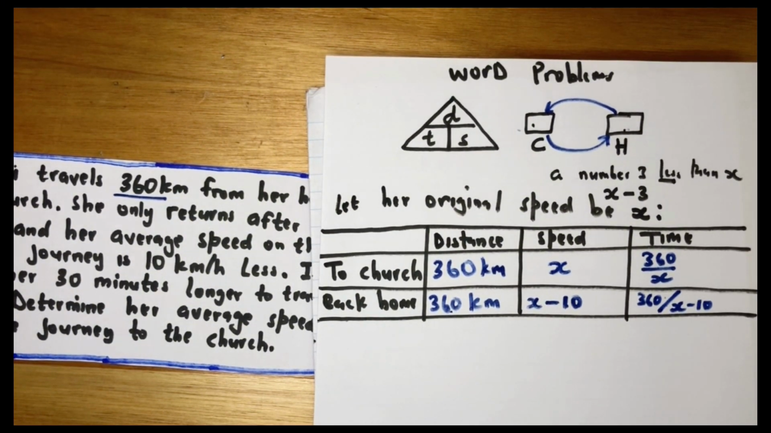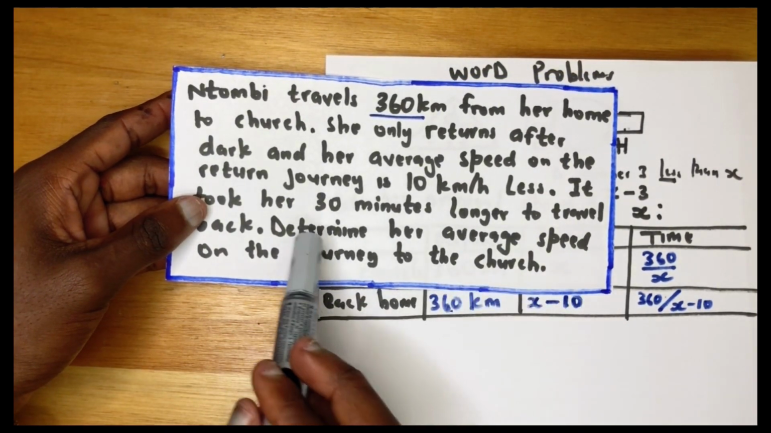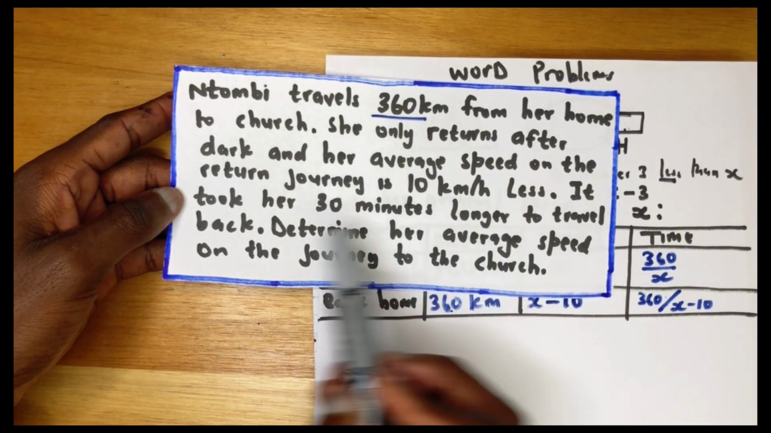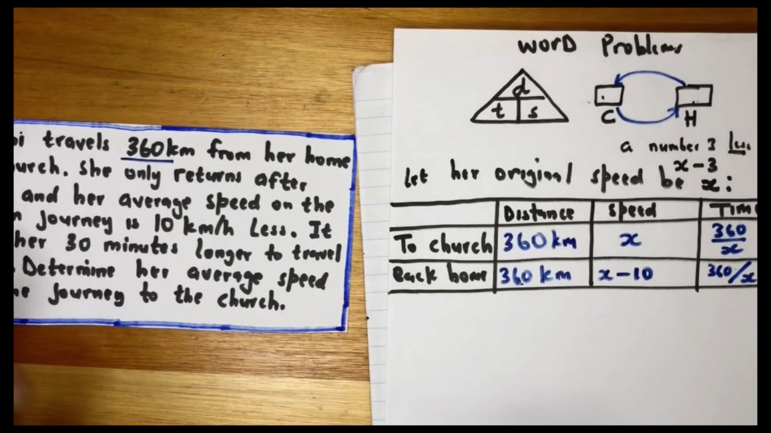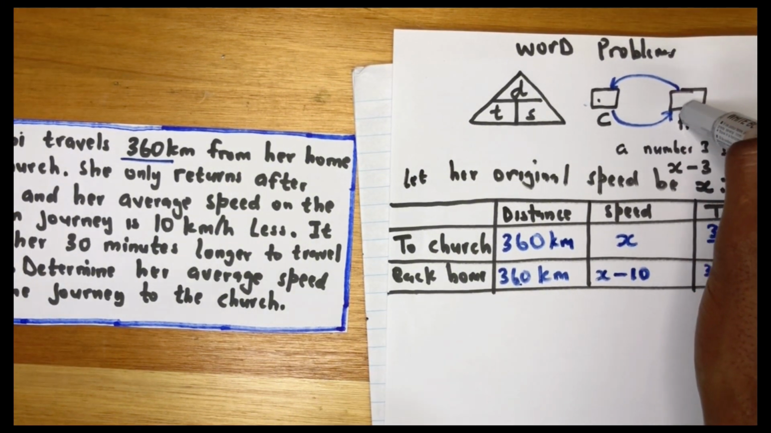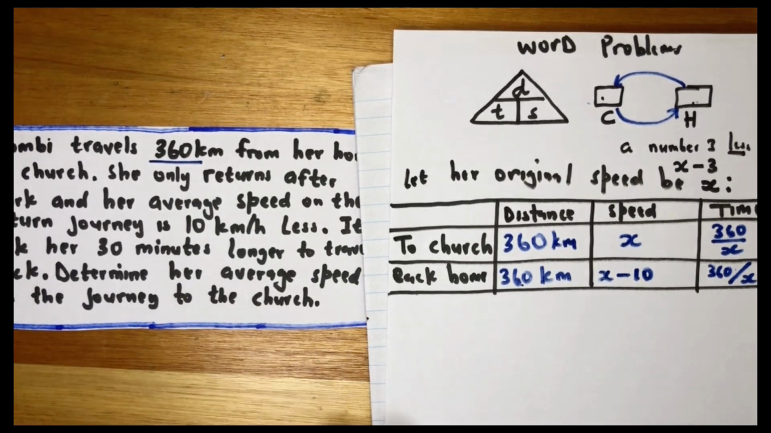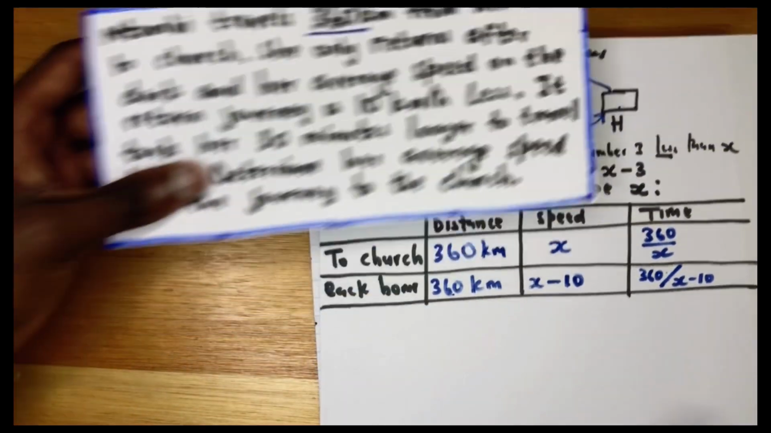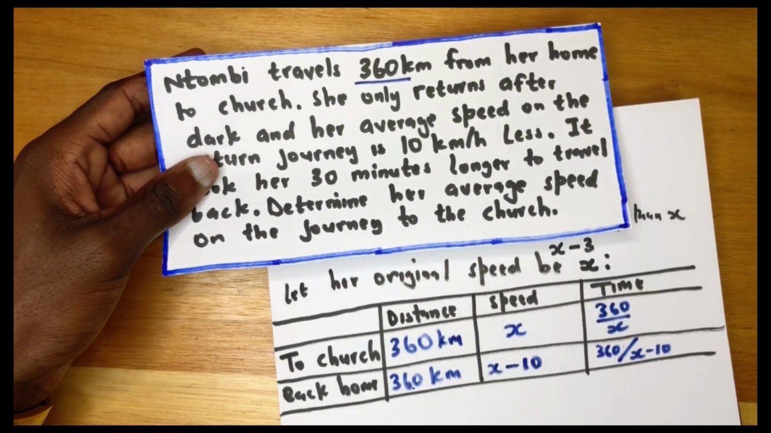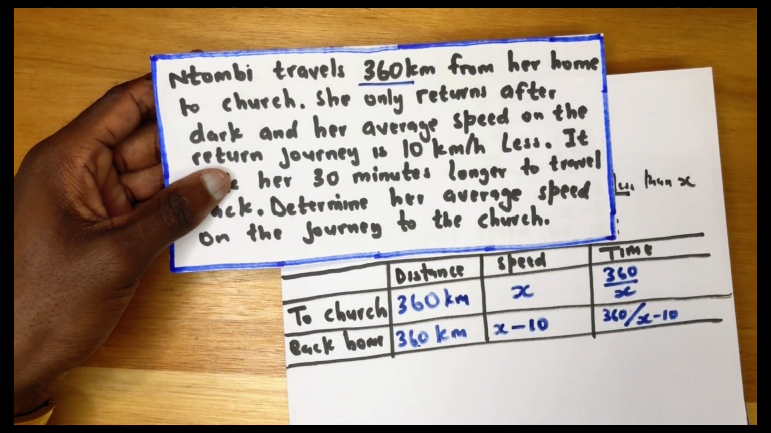But we have another problem here, because we are given that it took her 30 minutes longer to travel back. So remember, when Ntombi was traveling back home, it took her 30 minutes longer. So remember, we don't work with minutes here, we work with hours. So I really have to convert these minutes to hours. We know that 1 hour is made of 60 minutes.